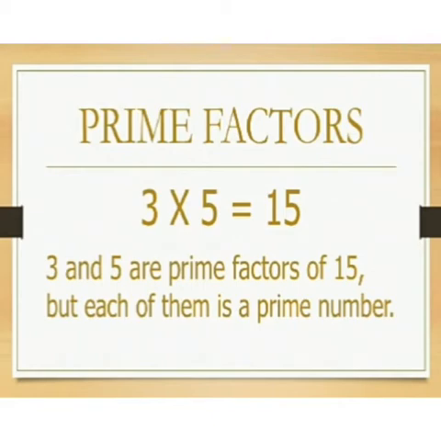Prime factors. Prime factors are made up of prime numbers. Example, 3 times 5 is equals 15. Here, 3 and 5 are prime factors of 15, because each of them is a prime number.